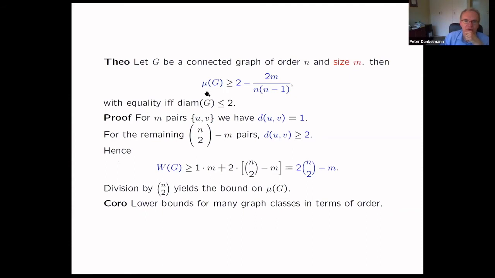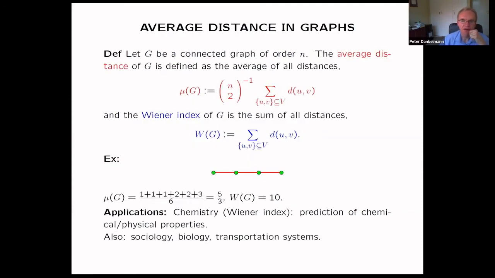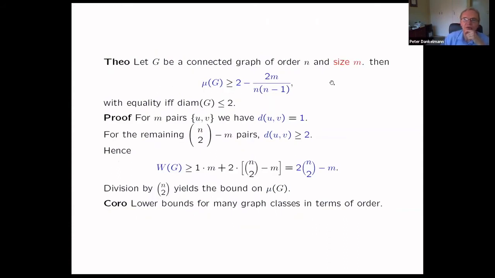And I want to prove, first of all, a lower bound. The reason is, clearly a lower bound on the average distance is 1, because the distance between two distinct vertices is at least 1. But we can have that equal to 1 only if the graph is complete. And if we want our average distance to be really small, we clearly need a lot of edges.